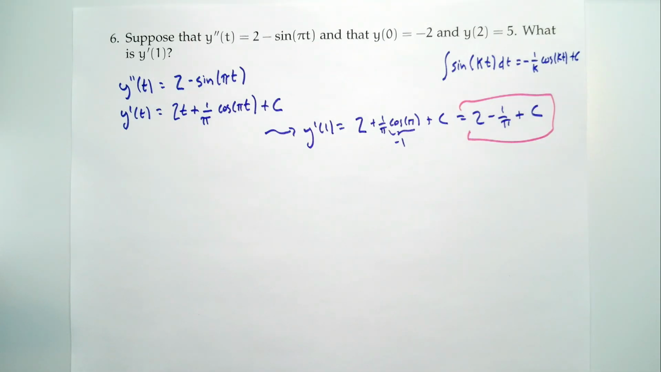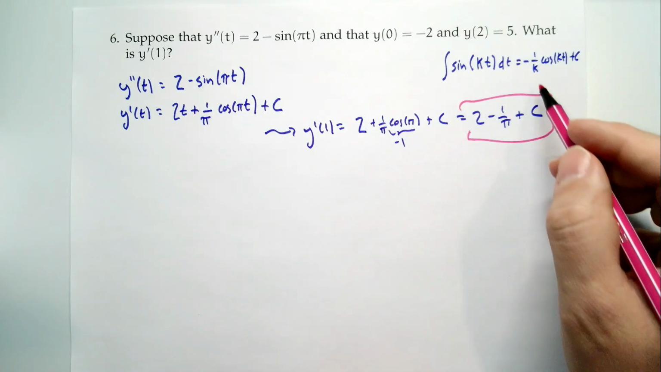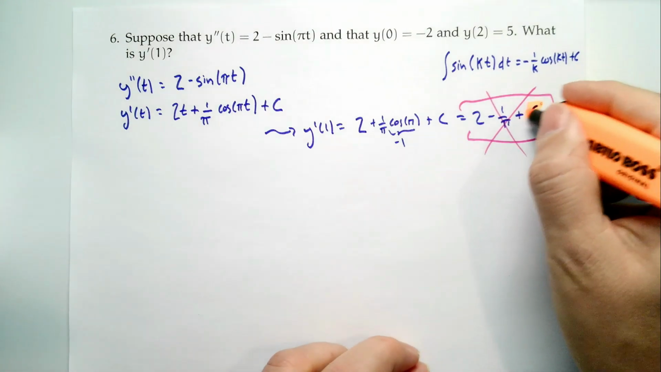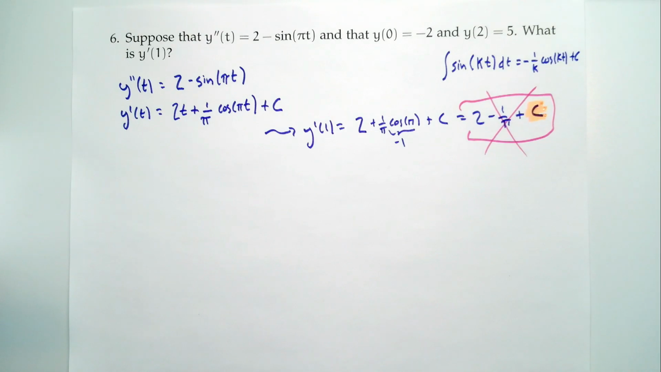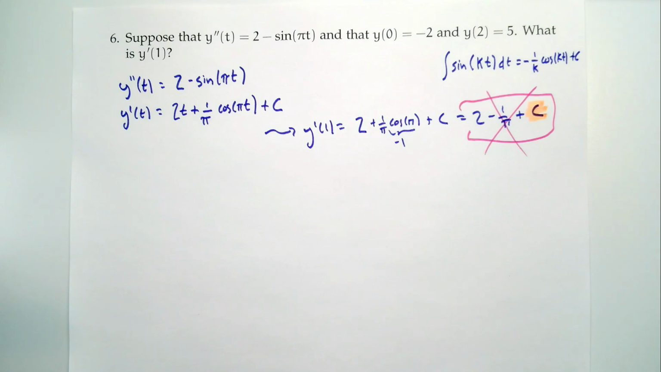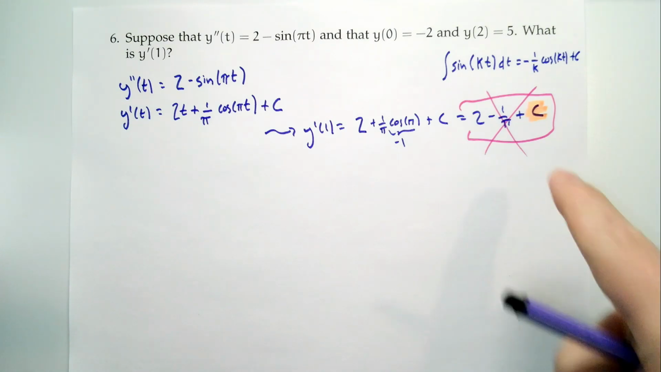Is that the answer? No. What's wrong? Why is that not our answer? Well, the problem is we have a constant here. And we don't know what our constant is. Depending upon what our value for c is, we get a different answer. You see, essentially right now we're just saying y prime of 1 is some number. That's not enough. We really need to know c.